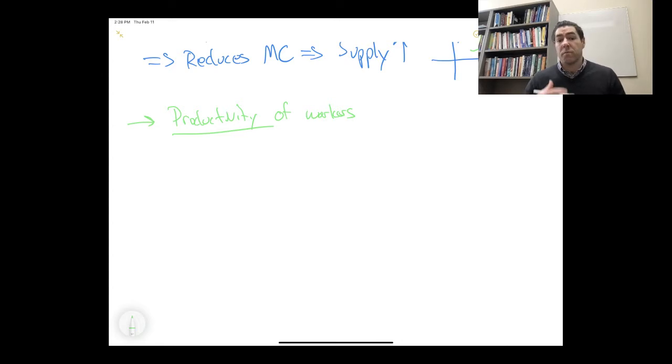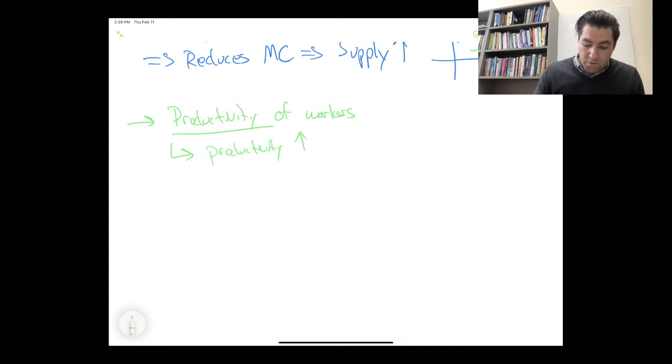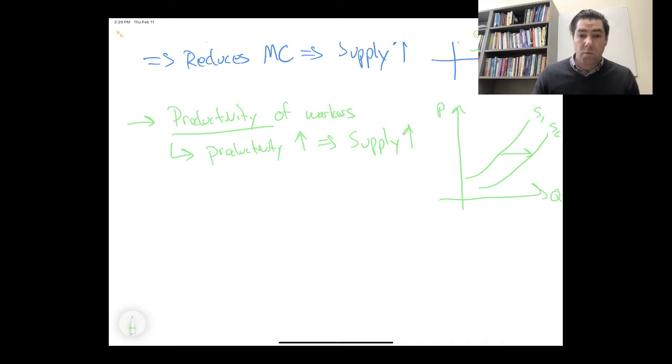Right? So over time, as college attainment has increased, for example, workers have become more and more productive. So if there's a particular training program that increases the productivity of workers, that's going to shift supply to the right. So productivity increases, supply is going to increase or shift to the right. So supply 1, we're moving to the right to supply 2, a rightward shift of supply.